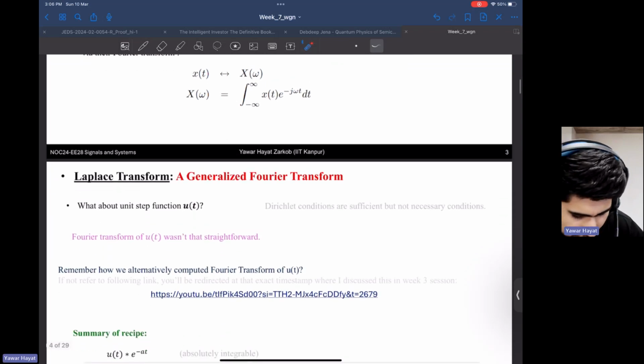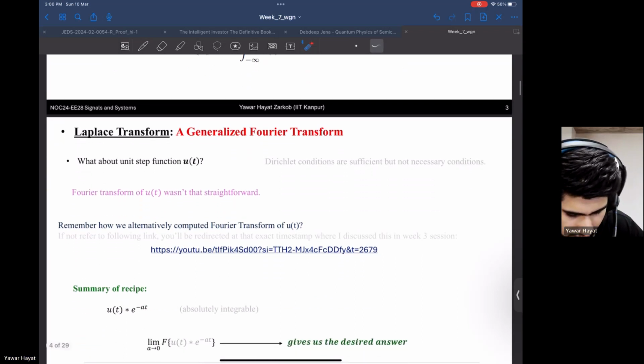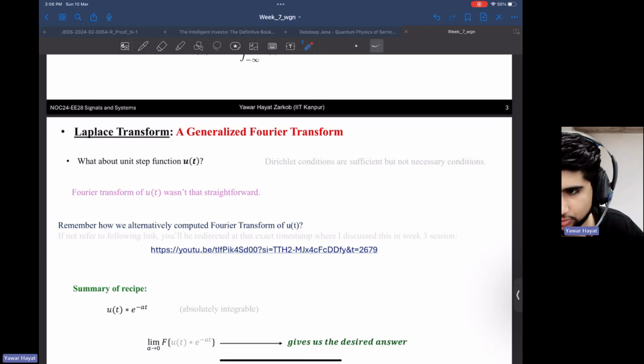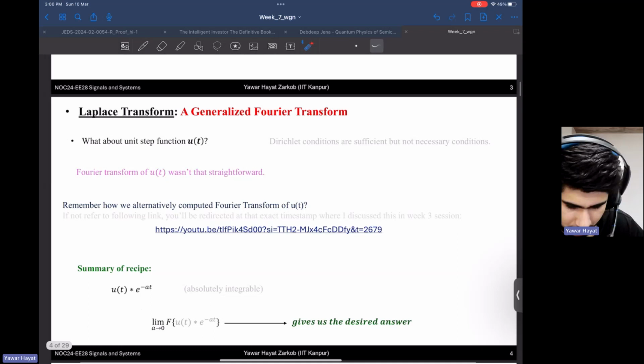So let's develop a motivation for the Laplace transform. What about this unit step function, right? You remember the Fourier transform of u of t wasn't that straightforward, right? Why? Because Dirichlet's conditions are sufficient, but they are not necessary conditions. Even though it wasn't meeting Dirichlet's conditions, the Fourier transform did exist, but we needed to perform some mathematical jugglery to compute that Fourier transform, right.